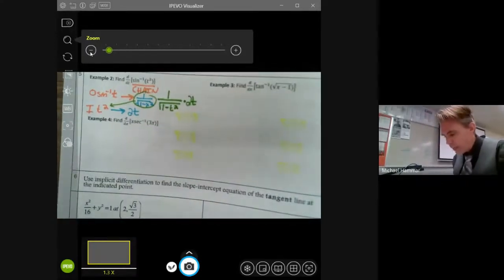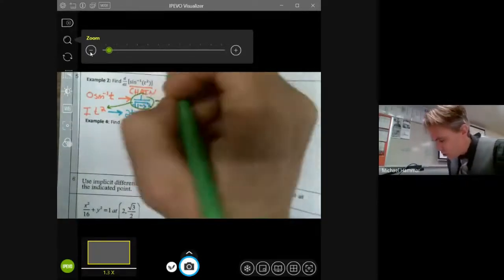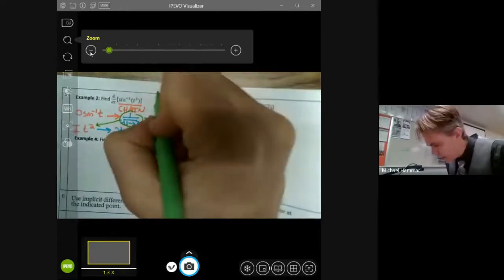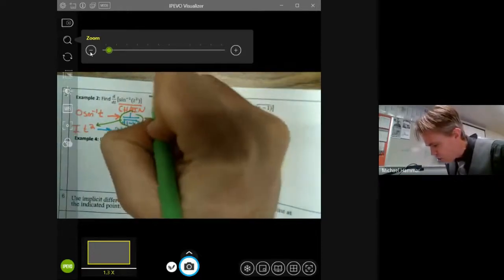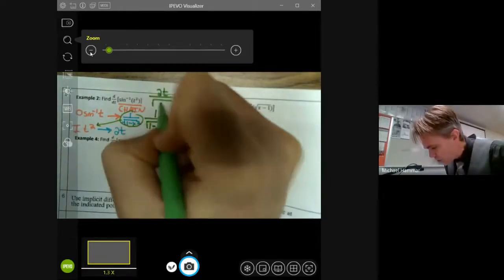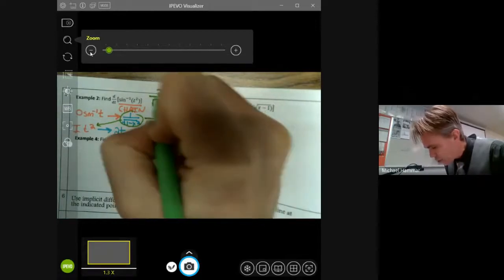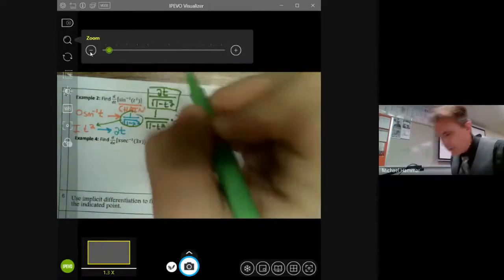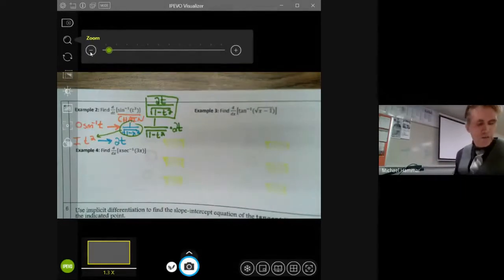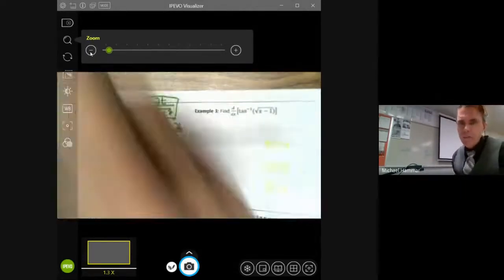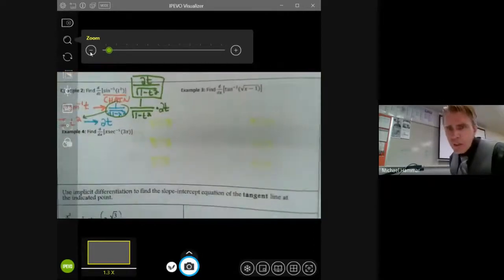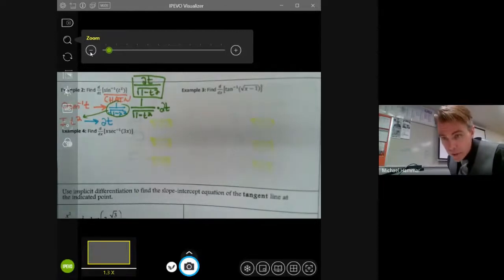So your final answer then is, and we'll just kind of write this up here because we're going to write it as one fraction, 2t over the square root of 1 minus t squared. There is your derivative for this problem. Okay? So that's kind of how this stuff works out. It's pretty straightforward once you memorize your derivatives. Okay? So now let's take a look at the next one. It's the same sort of thing.